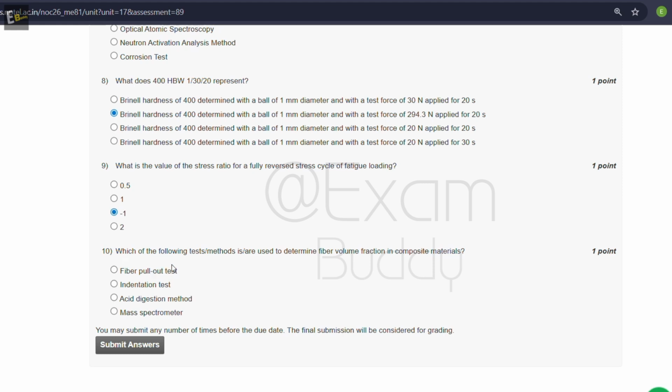Question number 10. Which of the following test or method is or are used to determine fiber volume fraction in composite materials? Option A, fiber pull-out test. Option B, indentation test. Option C, acid digestion method. Or option D, mass spectrometer. And the answer is option C, acid digestion method.